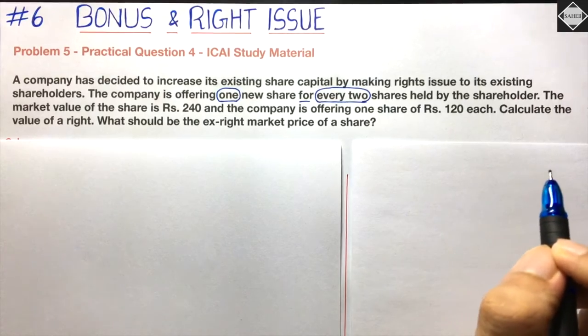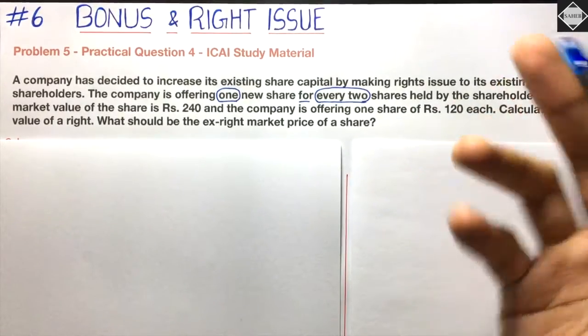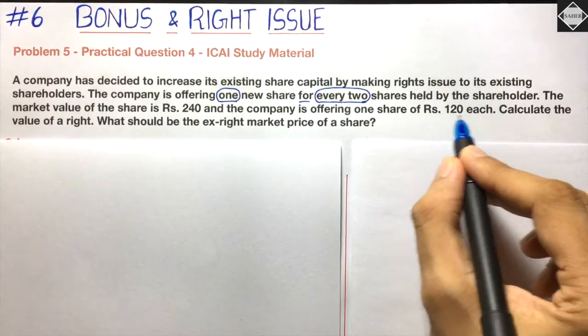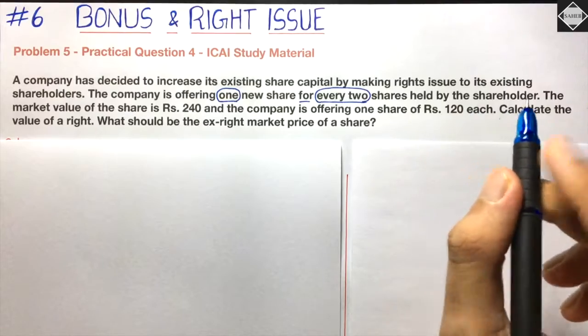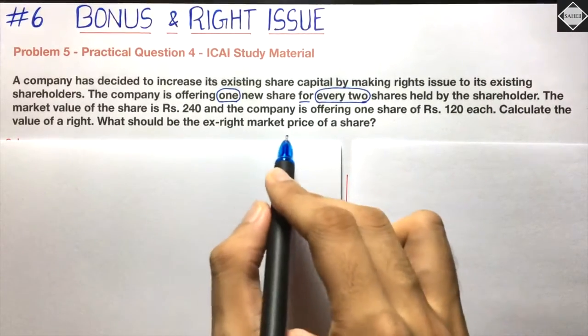Is that clear? Under the right issue, if a shareholder wants to exercise the right, then for a single share he has to pay how much? 120. Is that clear? That's the price. Calculate the value of a right. What should be the ex right market price of a share?